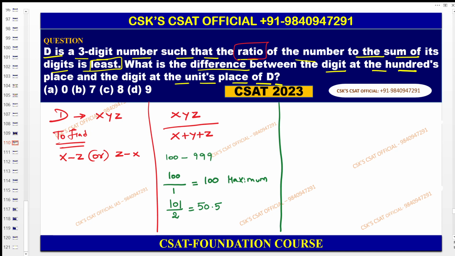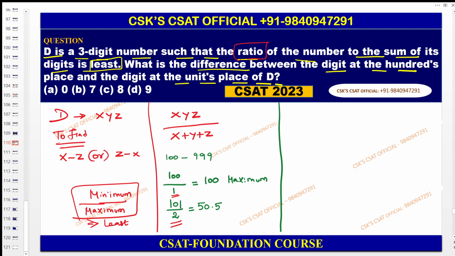So now with this itself you can understand one thing. Here the denominator, in this case 1, in this case 2. The denominator also plays a very vital role. When the denominator is maximum, when the numerator is minimum, you will get the least value.